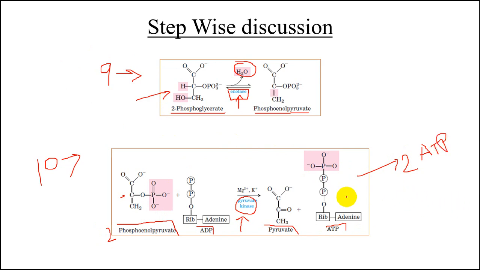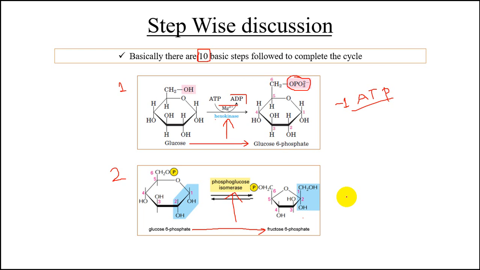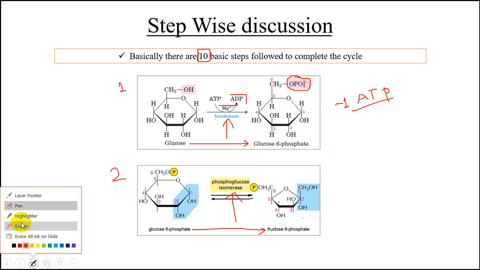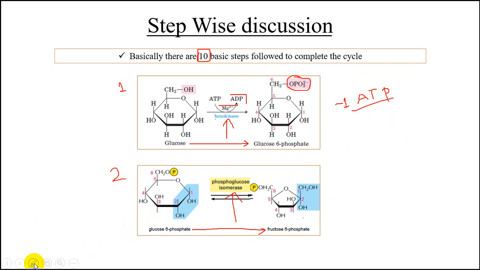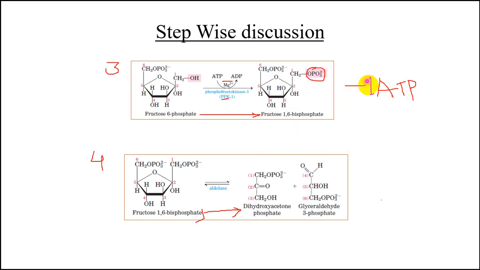So till now, what we have obtained: in the first step, 1 ATP is dissociated, used. Energy is used here. Now in the second and the third step also 1 ATP is used. So till the third step, 2 ATPs are consumed.